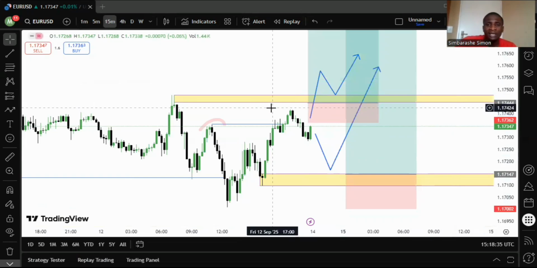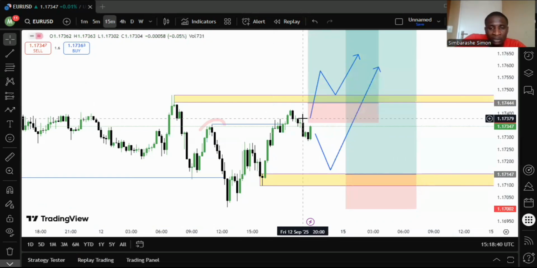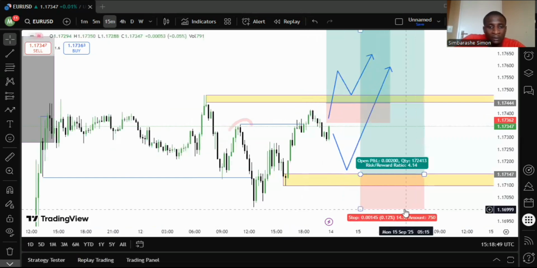I mean, don't complicate things, guys. If you don't see anything like this, let's say the market opens and you don't see anything, just relax. The market is going to give you an opportunity. Once it gives you an opportunity, then you execute, guys. Simple. You don't have to chase the market. The market must come to you.